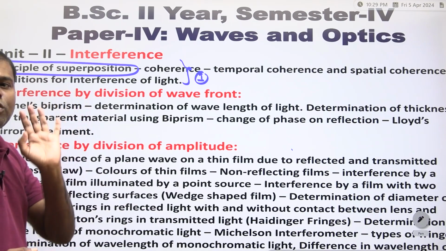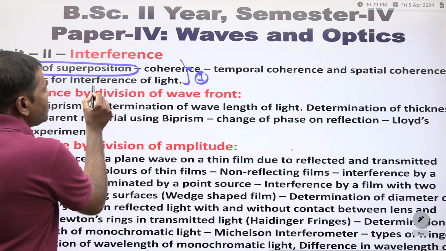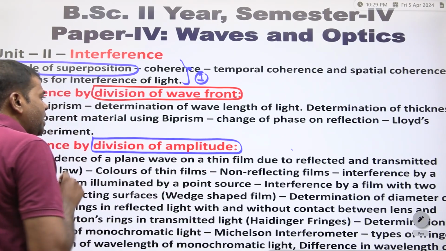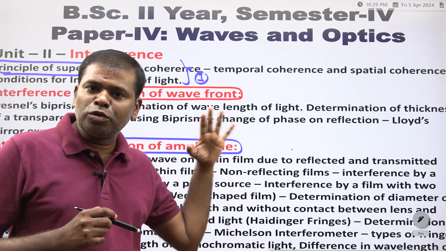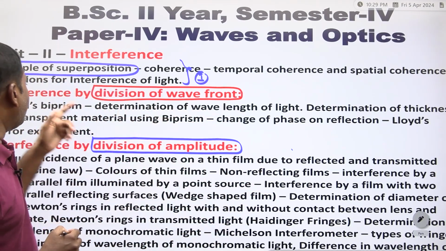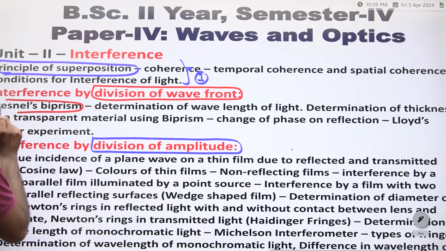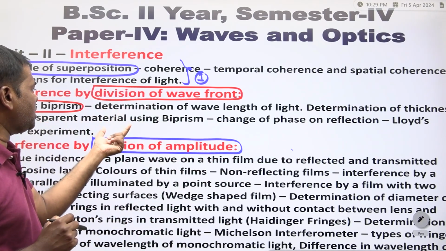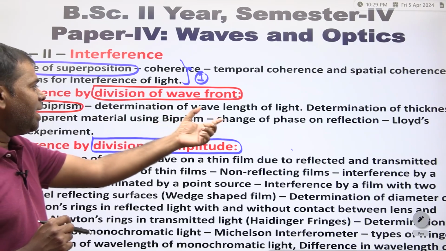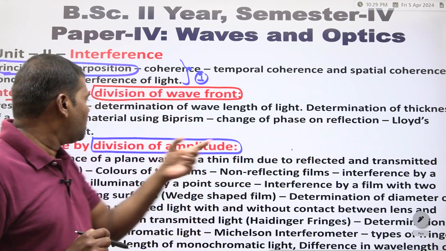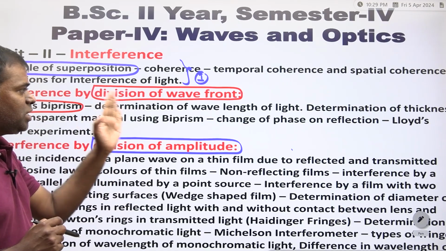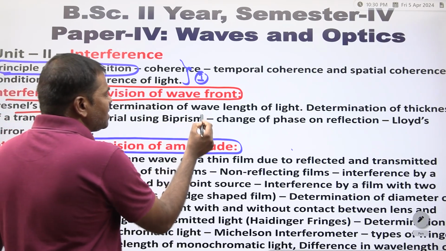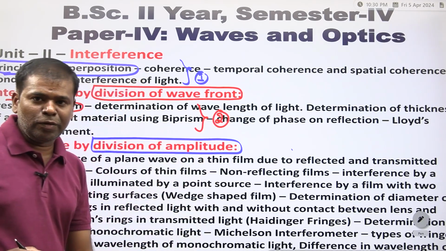Next, 2 varieties of interference are there. One is division of wavefront, another one is division of amplitude. Interference due to division of wavefront, and interference due to division of amplitude. In wavefront, there is the Fresnel biprism: determination of wavelength of light, and determination of thickness of a transparent material using the biprism. Next, change of phase on reflection and Lloyd's single mirror experiment. This is the second part in the second unit.